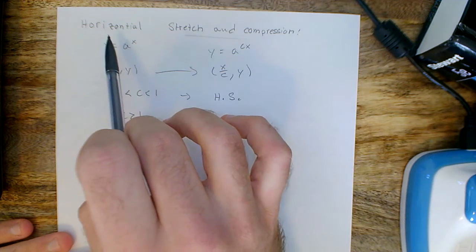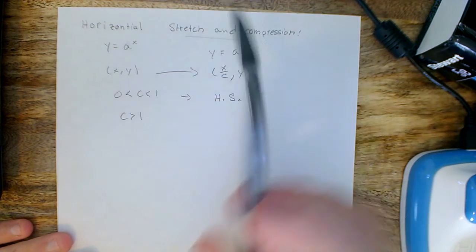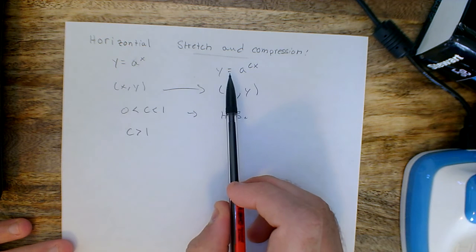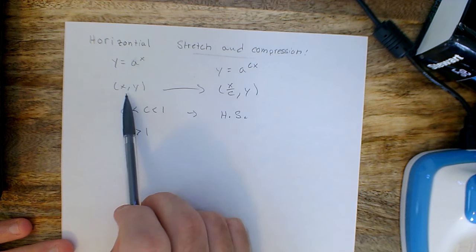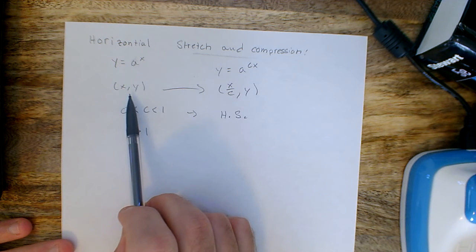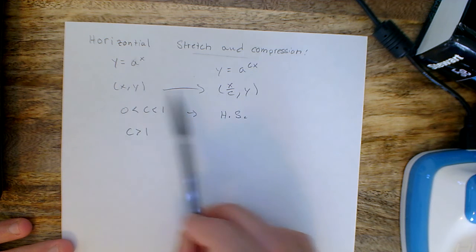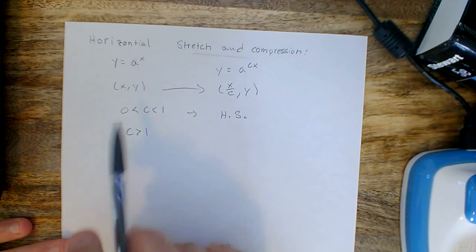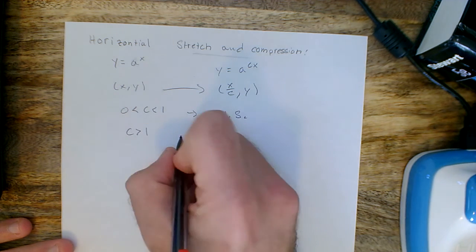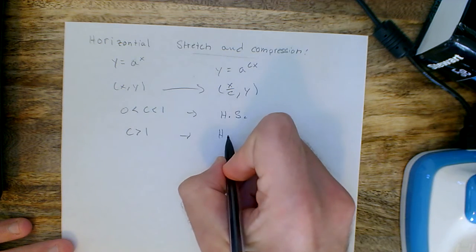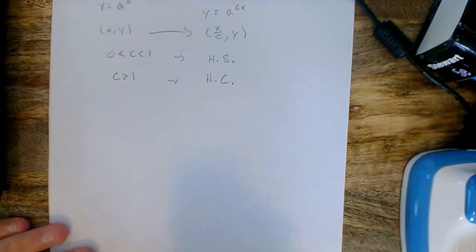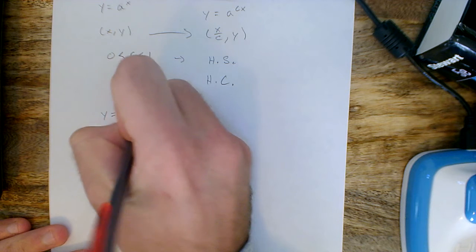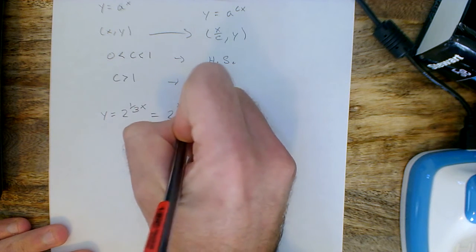So back to the horizontal stretch and compression. If we have y equals a to the x and y equals a to the cx, this is going to take our x value and y value to x over c comma y. It's a horizontal stretch if c is between 0 and 1, and it's a horizontal compression if c is greater than 1. So we're going to do y equals 2 to the 1/3 x, or 2 to the x over 3.